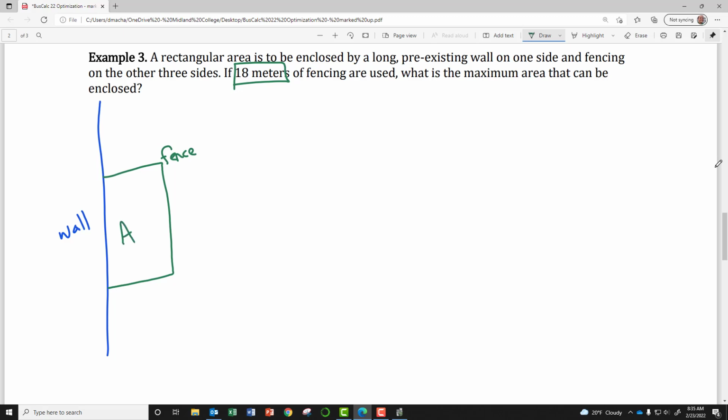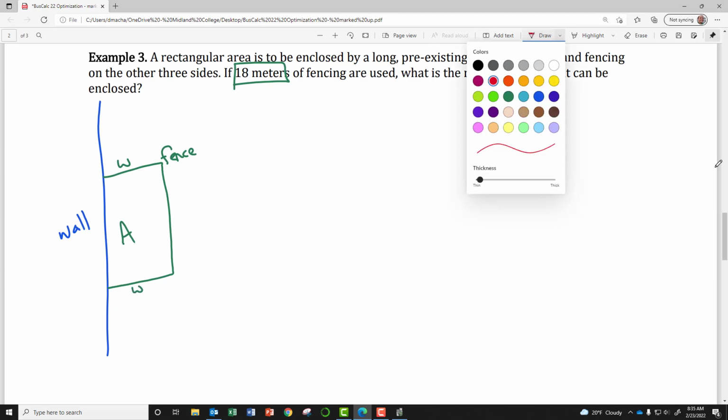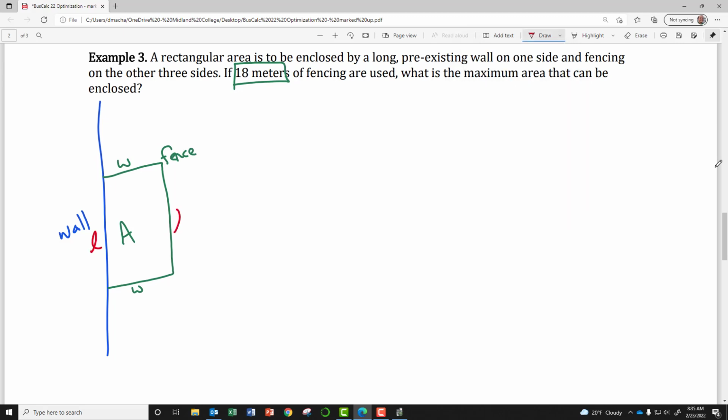And so let's call this side of the fence the width, and that means this is going to be the length, and this is also the same length, since this is a rectangular area. I know that the area of a rectangle is just length times width, and the amount of fencing used is 18 meters, but the amount of fencing used is going to be 2 times the width plus the length.